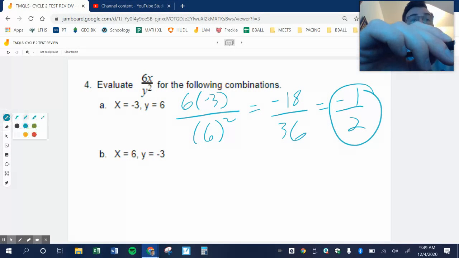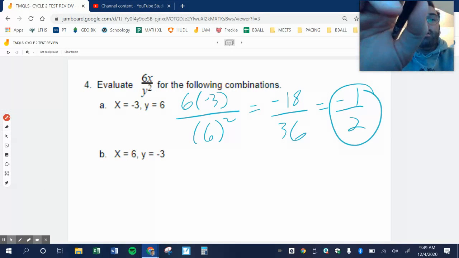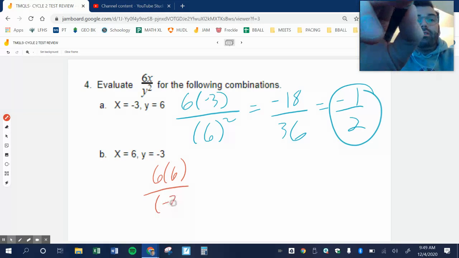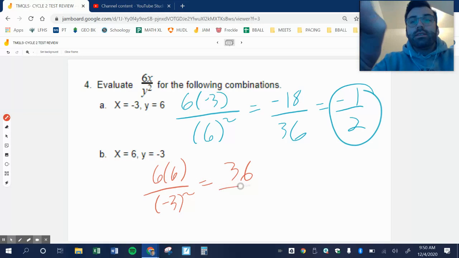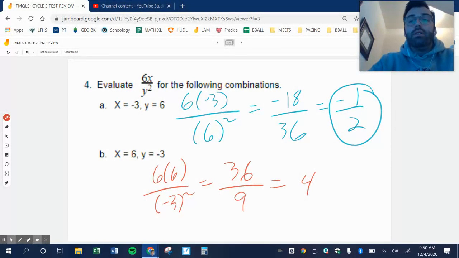All right, part B, same idea. 6 times 6 over -3 squared. 6 times 6 is 36. -3 squared is +9, which gives me 4.